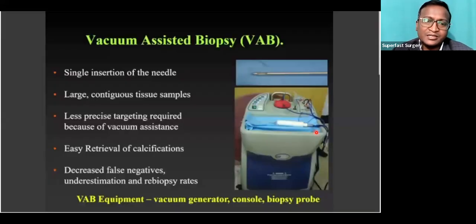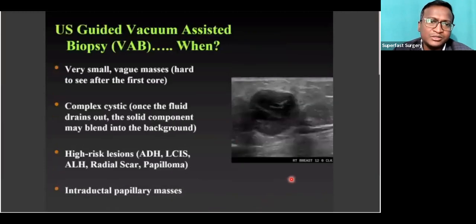So this is the vacuum assisted biopsy, you can see, and this is the needle. Basically, they will be using a vacuum pressure so that they can retrieve maximum microcalcification and the patient can be reliably told that the disease has been removed. And we need to do this when the tumor is very small, when there is a vague mass, okay, a complex cystic mass, when there is a high risk lesion like ADH, LCIS, ALH, radial scar, papilloma, all these are indications, besides microcalcifications.